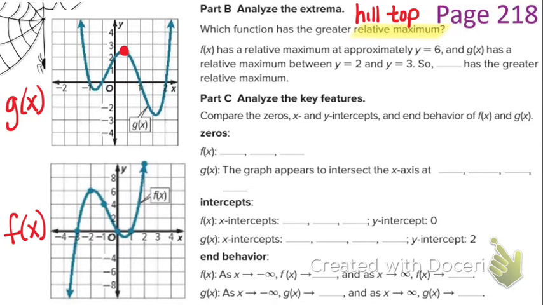So that's your relative maximum for g of x. For f of x, the relative maximum is right here. So it says f of x has a relative maximum at approximately y equals 6. So right here in this graph, notice that the y value is 6. But what's my y value for my relative maximum on this function? It's a number between 2 and 3. So which one has a higher or a greater maximum? f of x or g of x? f of x. So let's go ahead and fill that in.